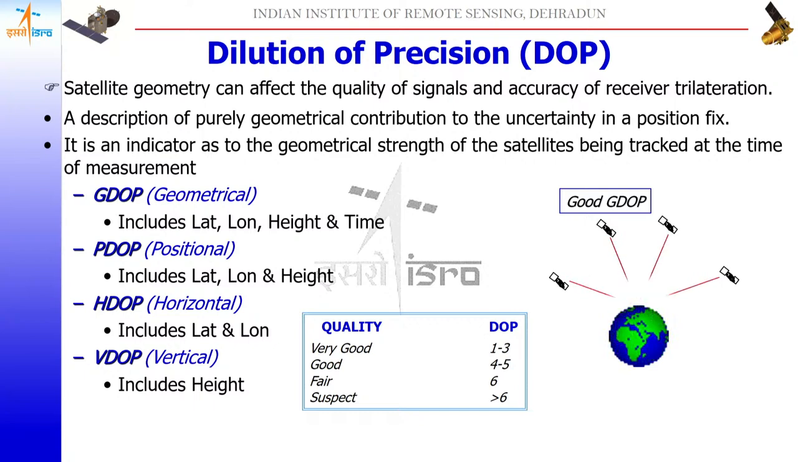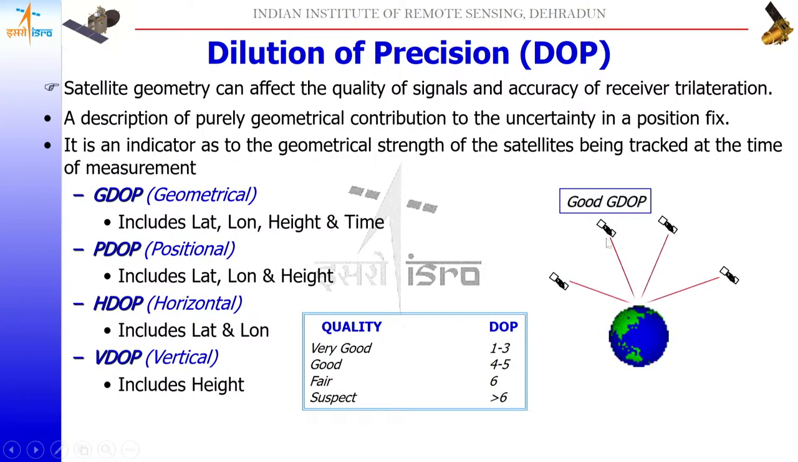The satellites must be distributed in a good manner, so that this GDOP, geometrical dilution of precision, should be very good, so that it can estimate the latitude, longitude, height and time. And PDOP is estimating the latitude, longitude and height only. And HDOP is good when we are only thinking about latitude and longitude. And vertical DOP is good when we are only including the height.